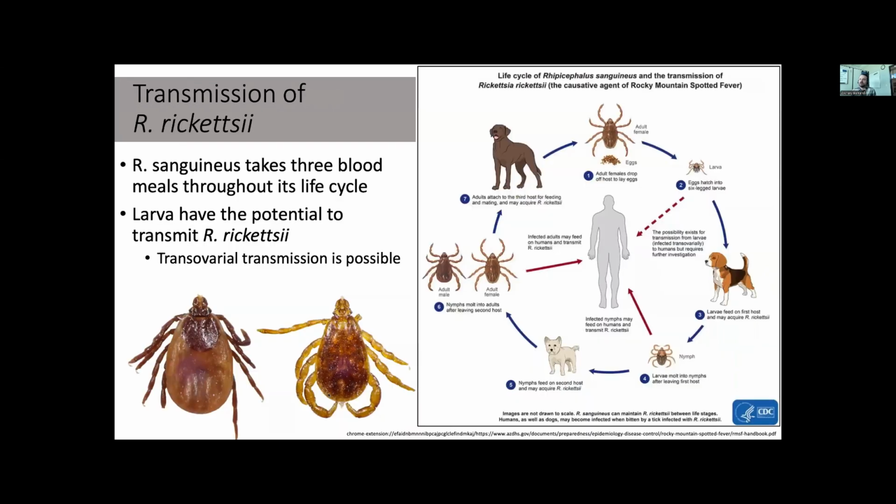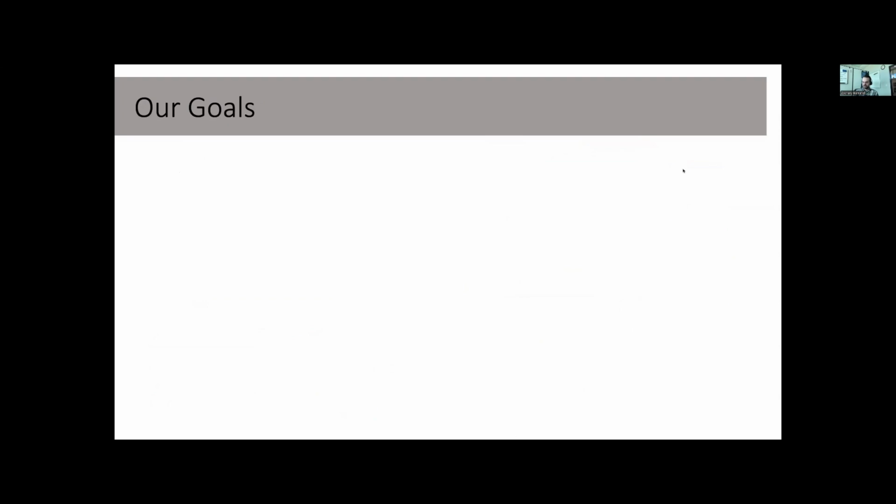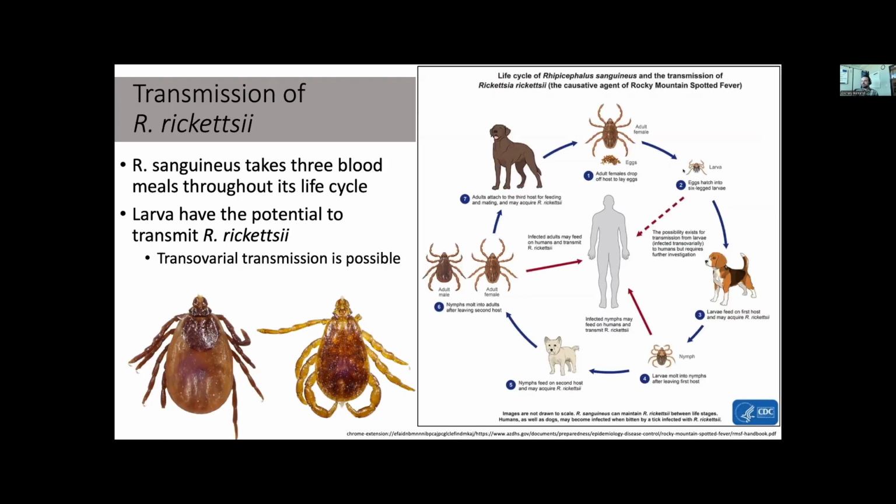And so within this transmission cycle, with Rhipicephalus sanguineus being the primary vector, it's roughly the same cycle that I touched on briefly at the beginning of this presentation. However, it's between the brown dog tick and dogs. We have four major life stages: egg, larva, nymph, and adult, where the larva, nymph, and adult take a blood meal. And it is during these blood meals that the tick can acquire or transmit Rickettsia rickettsii.